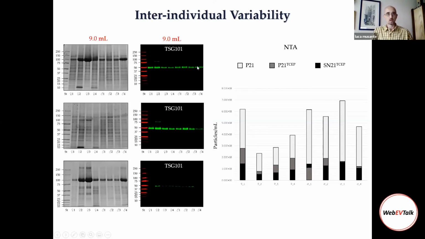We also checked our most sensitive marker, TSG101. Of course, all these three blots were acquired at the same time using the same parameters, and we could see only a minimal amount of TSG101 left in the supernatant. We measured the particle size and concentration by NTA, and we found a CV, a coefficient of variance, of 25–30%, slightly higher than the technical CV.